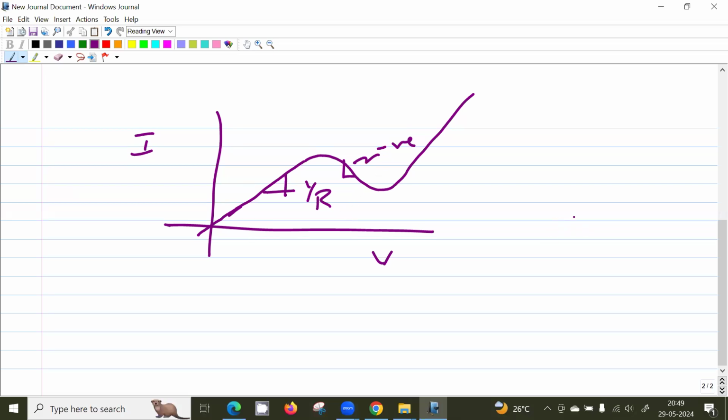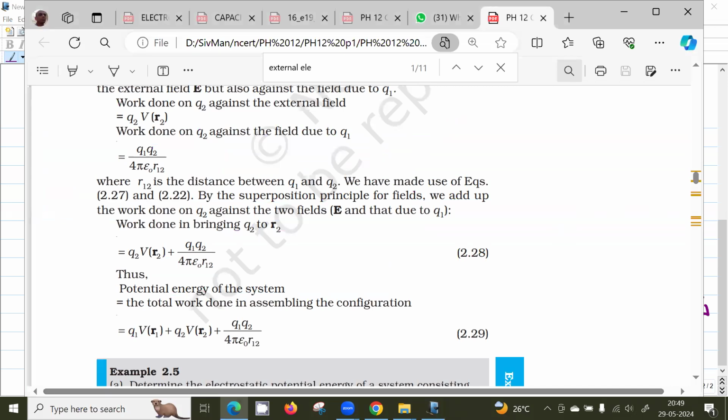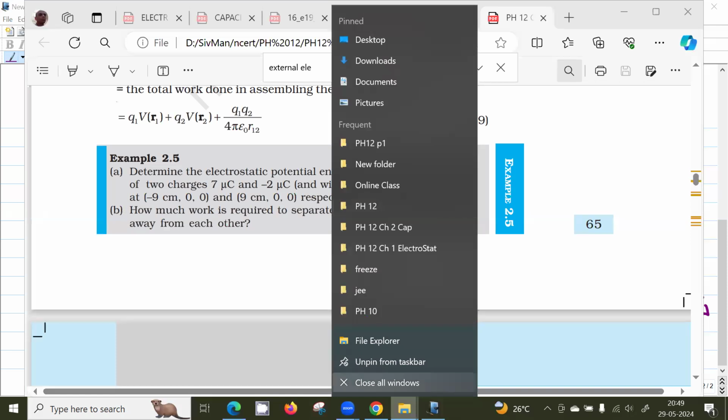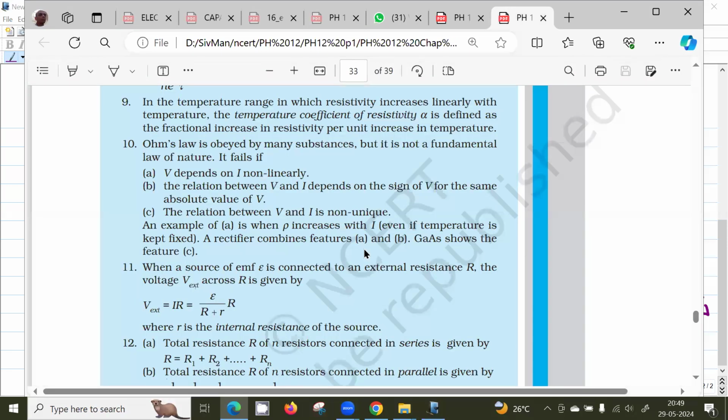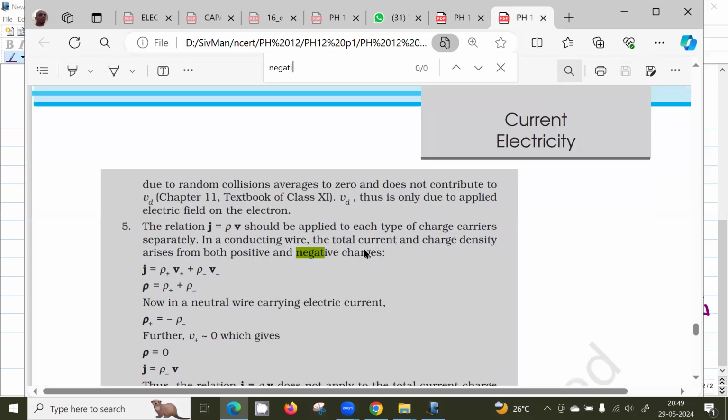So basically, positive resistance means as V increases, I will increase. But it's also possible that as V increases, the current decreases. This is negative resistance. It is possible in certain devices, basically in semiconductors. Sorry, sir. Yes, no, I'll show. Third chapter, if you put negative. Let's see deviations from Ohm's law.